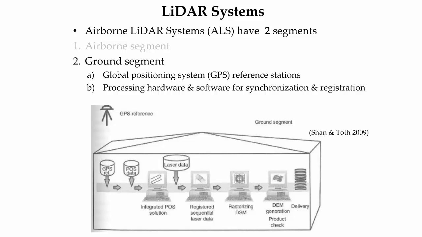The ground segment consists of GPS reference stations used in post-processing the airborne GPS data with GPS data of known control points. The post-processed georeferencing solution is then applied to the LiDAR scan data. The resultant product is a registered LiDAR point cloud. The LiDAR processing steps are explained further in the third RLO, LiDAR Data Analysis.